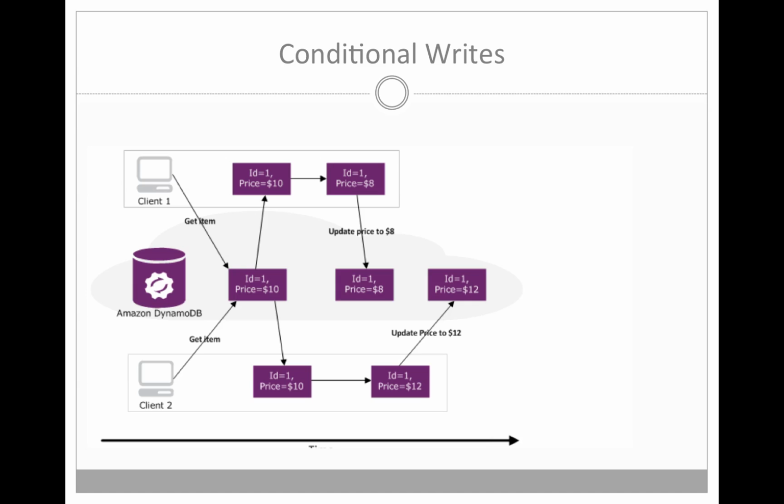But what has happened is when client 2 was updating the data, client 1 also updated the data and changed the price from $10 to $8. So when client 2 is updating the data, that client is really updating stale data. In a traditional DB, you can easily reject this update. Now in NoSQL, the application will have to do some heavy lifting to get that logic correct.